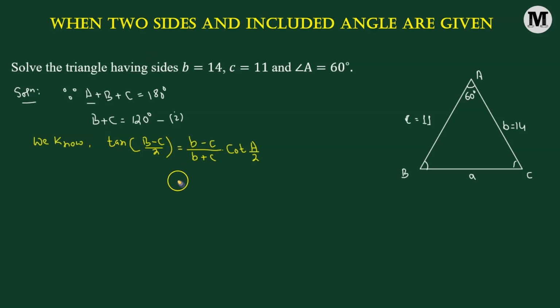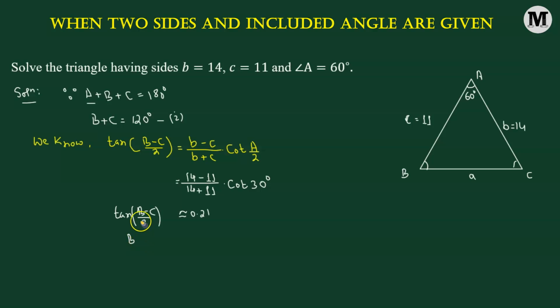Let's use the values: the side b corresponds to 14 units. We have 14 minus the side c, that's 11 units, divided by b plus c, that's 14 plus 11, multiplied by cotangent of A over 2. A here is 60 degrees, so we have cotangent of 30 degrees. Plugging this into the calculator, that should give us approximately 0.21. So we have obtained that tangent of (B minus C) over 2 is approximately 0.21.